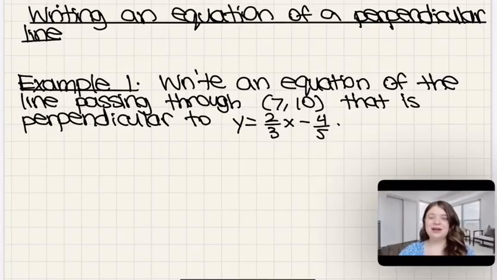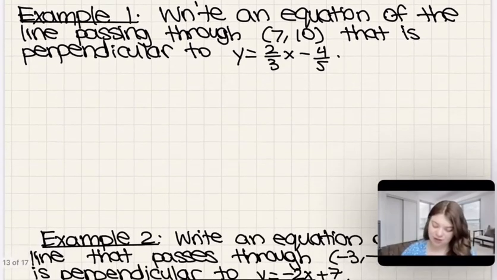Hello everyone, welcome back. Today we're going to learn about writing an equation of a perpendicular line. The first example says, write an equation of the line passing through (7, 10) that is perpendicular to y = 2/3 x minus 4/5. Okay, so first of all, let's talk about what a perpendicular line means. It means a line that crosses through the line at a 90-degree angle.